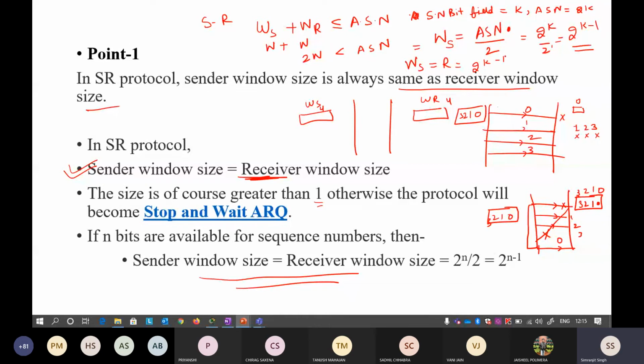So your sender window or receiver window size will be equal to 2 raised to power k minus 1, where k is your sequence number bit field. Whatever bit field is given in the header, whether 2, 3, 4, or 5, you can decide the window size from there. That is the main point here.